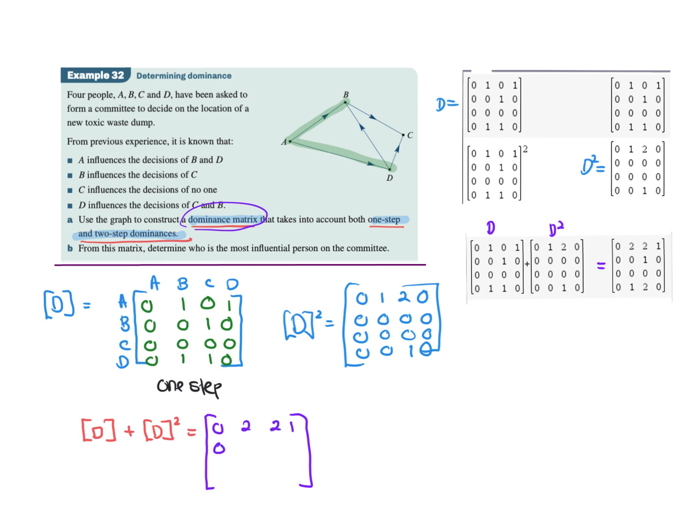You've got to be careful, because sometimes they'll tell you how dominance is decided. In this case, they said both 1 and 2 steps were taken into account. If we look along here and add it up, this one was 5, this one's 1, this one's 0, this one's 3. So A is the most influential. A is most dominant or influential, because they were talking about influencing a decision.